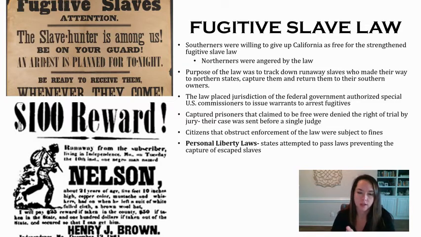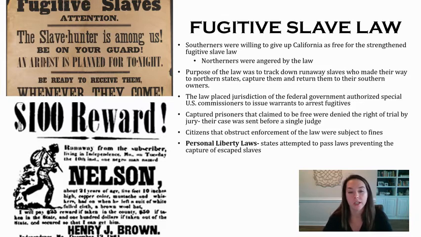California was considered a free state. Basically, Southerners were willing to give that up as long as the fugitive slave law was strengthened. And so Northerners are going to respond to that. They're very upset. Kind of even think of it as a states' rights type issue, which is interesting because it's normally Southerners that are using that as a justification.